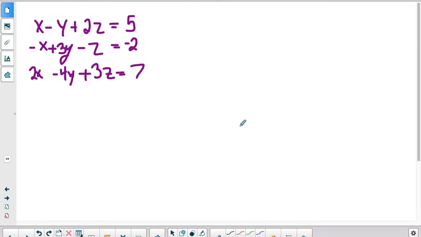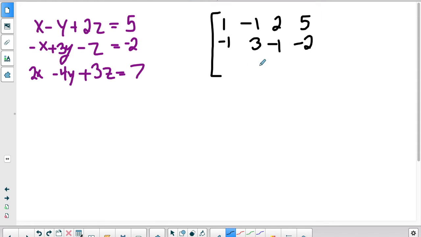Now what I'm going to do is our augmented matrix. I'm going to use matrices to solve this. So how we solve it is we're going to take the coefficients. So here we'd have 1, negative 1, 2, 5. Then we'll have negative 1, 3, negative 1, negative 2, and 2, negative 4, 3, and 7. So we have these numbers here, and we're going to use them in our matrix. At this point, you can grab your graphing calculator and start plugging them in.